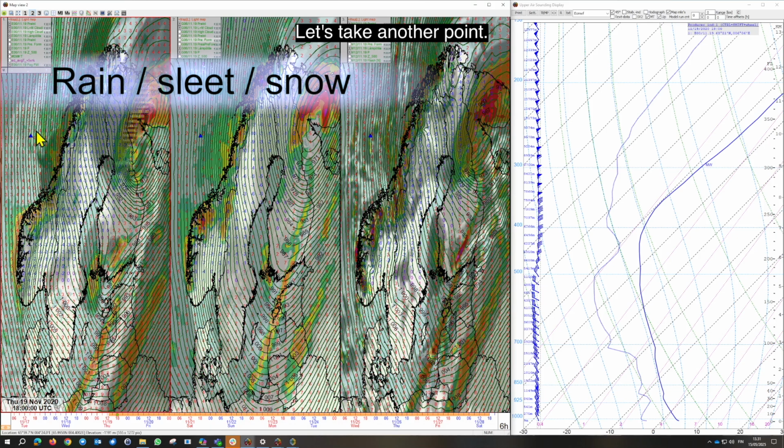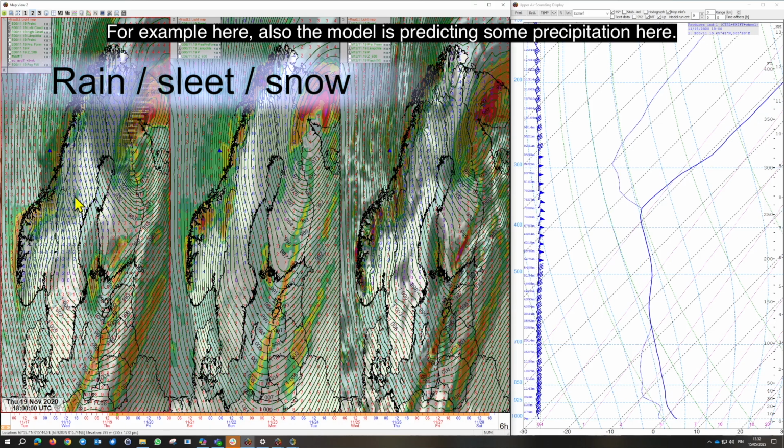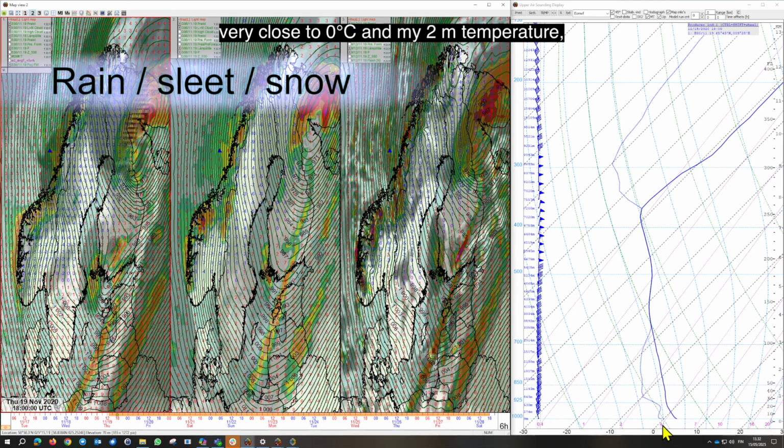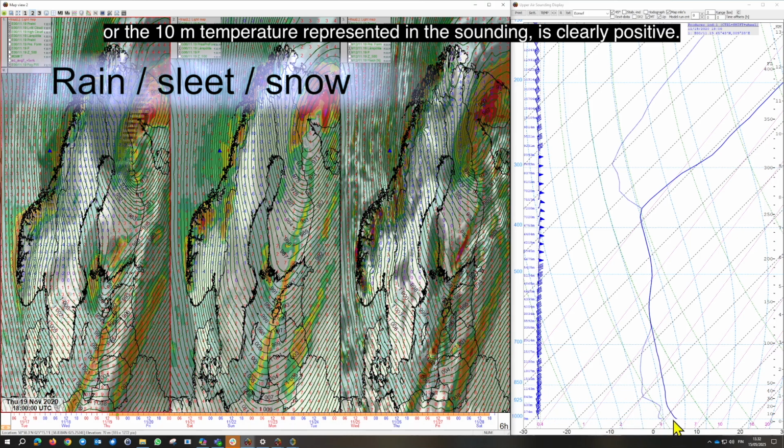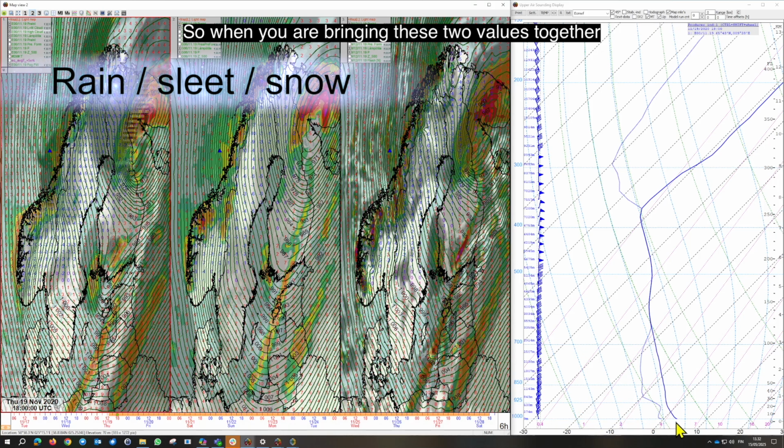Let's take another point. For example, here, also the model is predicting some precipitation, and I can see that my dew point temperature on the left is very close to zero, and my 2-meter temperature, or the 10-meter temperature represented in the sounding, is clearly positive. So when you are bringing these two values together, the most probable precipitation form is rain, because it's on the positive side of the zero isotherm.